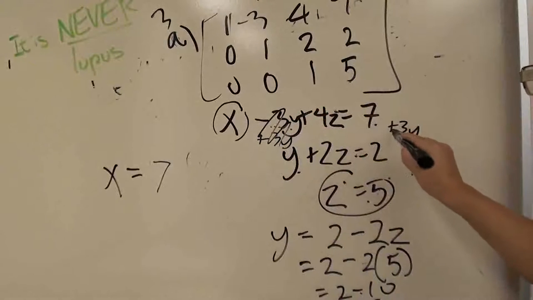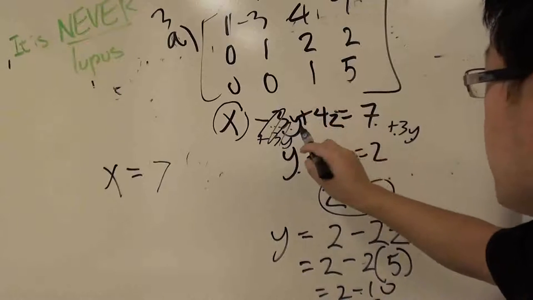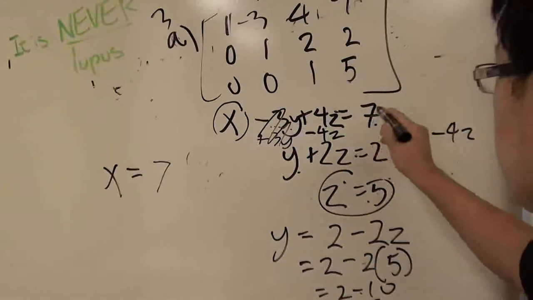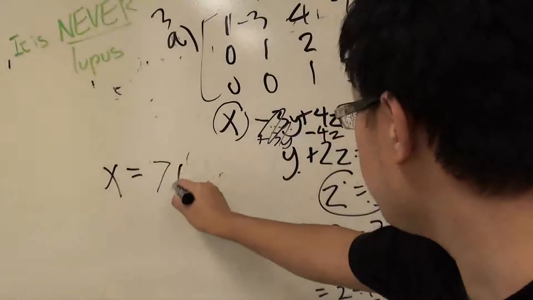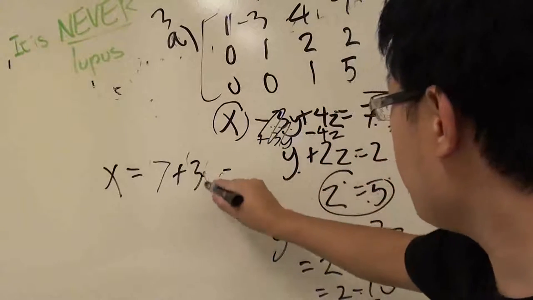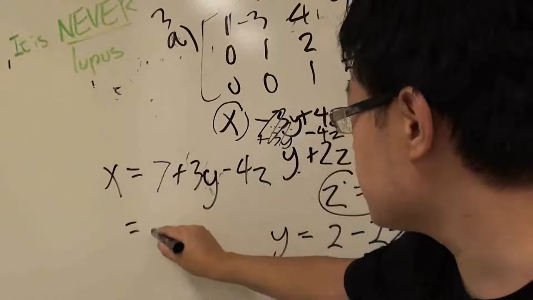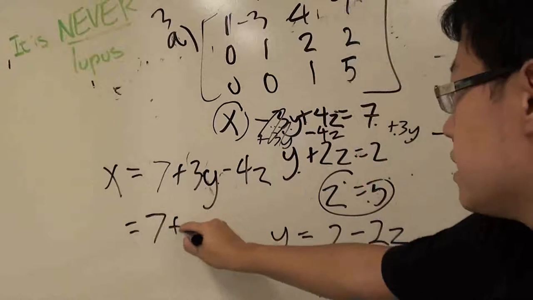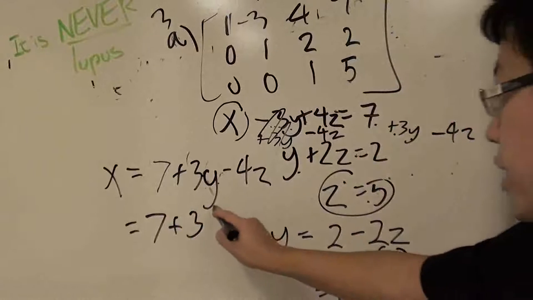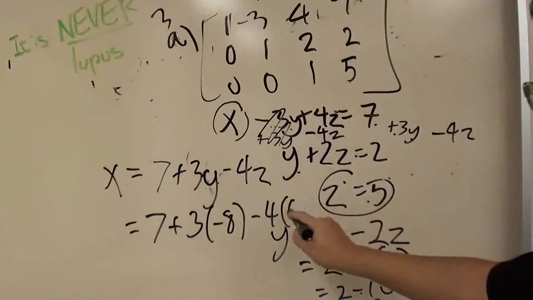So it's 7 plus 3y. And I do the same thing with 4z, except this is already plus. So the opposite now is not to add, it's to minus. And then you minus the same thing. So it looks messy, but if I write it more cleanly here, that's going to be 7 plus 3y minus 4z. And all we have to do is just substitute. 7 plus 3, and what was my y? We already figured out the y, which is negative 8 from our earlier equation. Negative 8 minus 4z, which was 5.